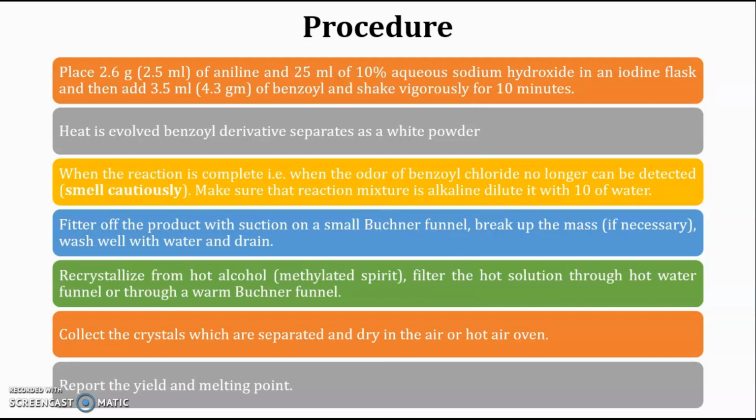What do you have to do here? You have to take the required quantity of aniline, to which we first add 25 ml of 10% sodium hydroxide. Once we have added sodium hydroxide, we add the required quantity of benzoyl chloride. Remember, we are not going to add benzoyl chloride all at one time. We have to add it slowly, because this reaction is quite vigorous, and to avoid any problems we add the benzoyl chloride very slowly.